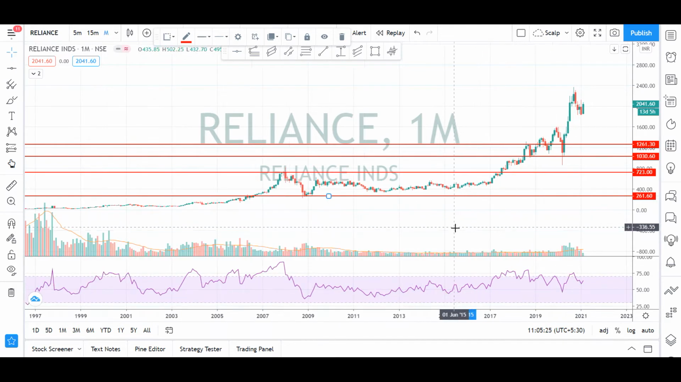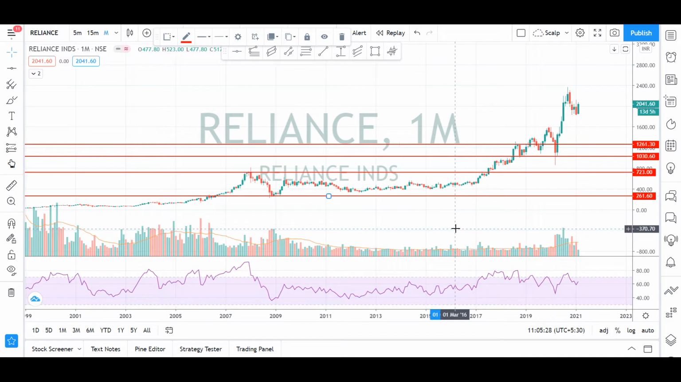Now if I had told you, this is the level which was a major resistance for Reliance, and this is where it has reversed. And earlier, if you would have seen here, there was a support. So exactly at the support level it has reversed.